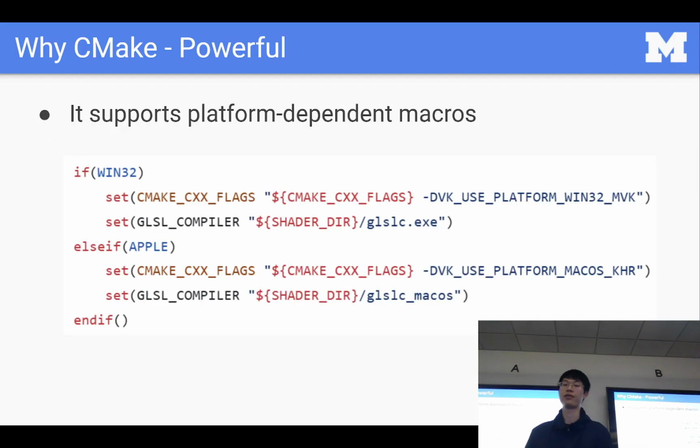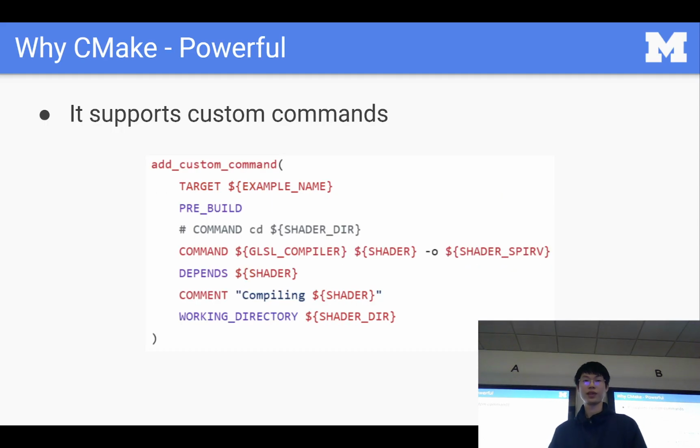It's cross-platform, but it allows you to use some platform-dependent macros, because sometimes we have to do that. Say we're going to define something that works only under Windows, or only under Apple, and stuff like that. It supports custom commands. In this course, if you remember, we're copying some DLL files with the post-build copy command in Visual Studio, and you can do exactly the same thing with CMake. Here I'm compiling shaders, which is not C++, but we can still do the same thing in CMake.